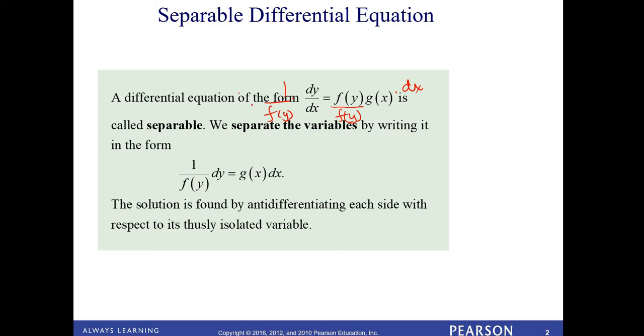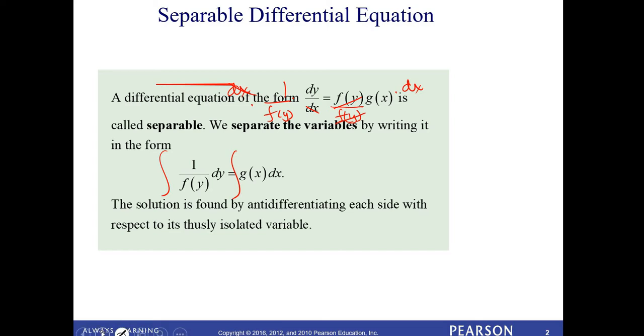So there we go. The dx's cancel here, the f of y's cancel here, and we end up with 1 over f of y dy equals g of x dx. Two sides that now I can integrate. So the solution is found by anti-differentiating each side, or integrating each side with respect to the variable.